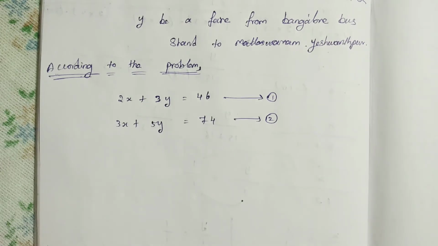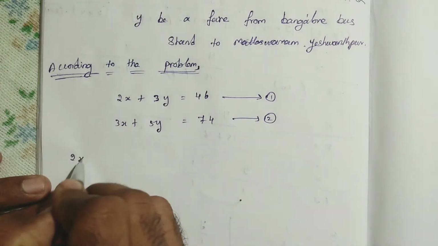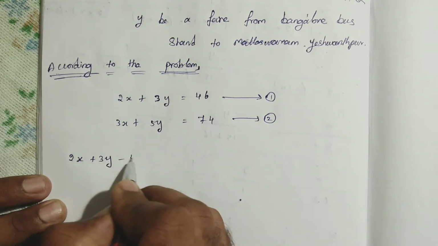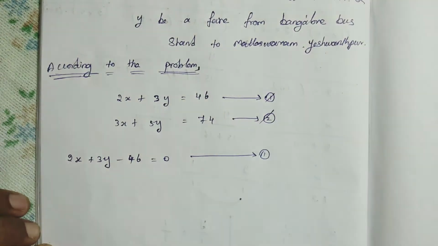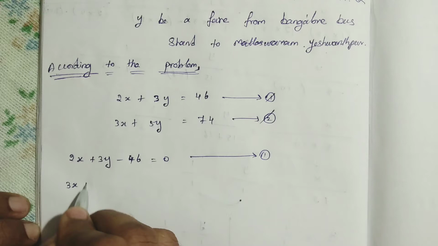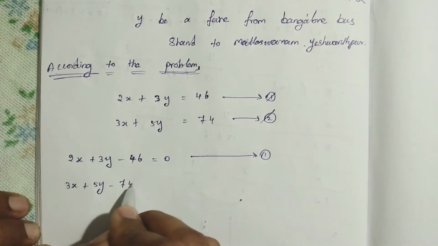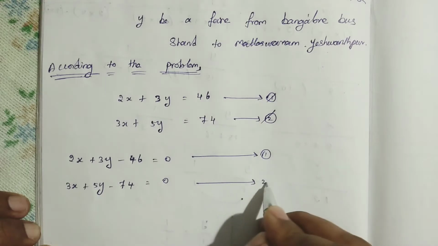When we want to solve the problem by the cross multiplication method, we rearrange the terms. All the terms should be on the left hand side, and the right hand side should be only 0. Please be careful about this when entering the cross multiplication problem. So we write 2x plus 3y minus 46 equal to 0, which is equation number 1. Second one, 3x plus 5y minus 74 equal to 0, equation number 2. Clear?